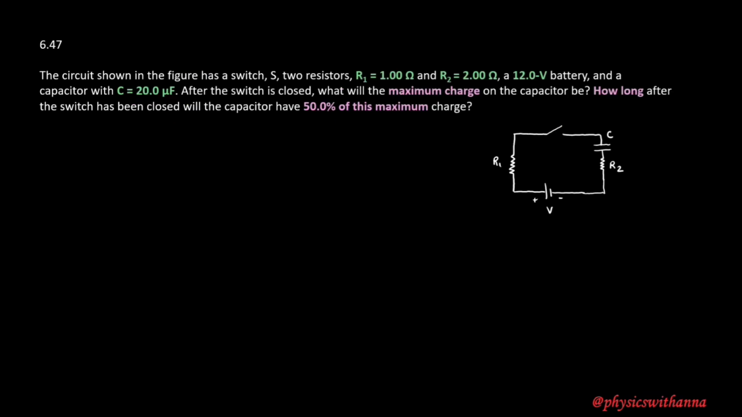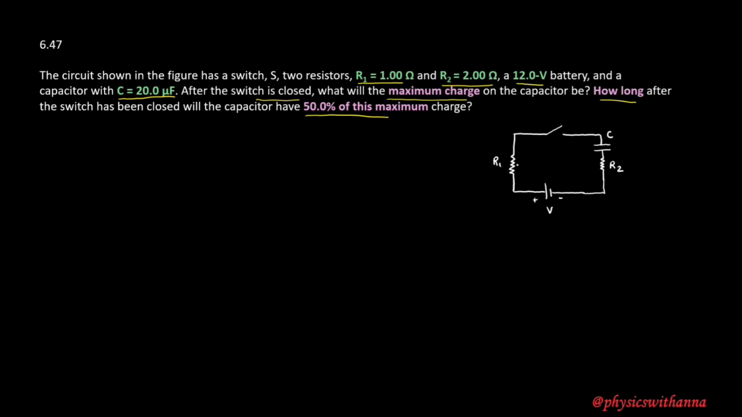Question 6.47. The circuit shown in the figure has a switch S, two resistors R1 equals 1 ohm and R2 equals 2 ohm, a 12-volt battery, and a capacitor C equals 20 microfarad. After the switch is closed, what will be the maximum charge on the capacitor? And how long after the switch has been closed will the capacitor have 50% of this maximum charge?